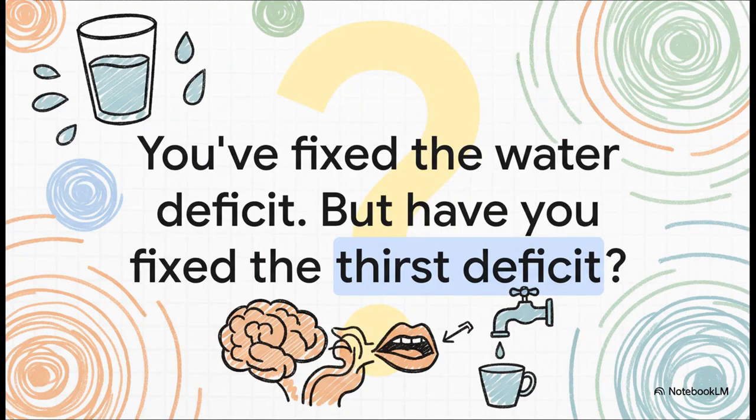And this brings us to our final and honestly our most important takeaway. Fixing the number, that's only half the job. You have to remember what we said at the beginning. Hypernatremia is a disease of a failed defense system. So your real goal isn't just to make the lab value look pretty. It's to restore your patient's ability to sense thirst and to get to water. You have to fix the thirst deficit, because that is the only way you truly solve the problem and make sure it never happens again.